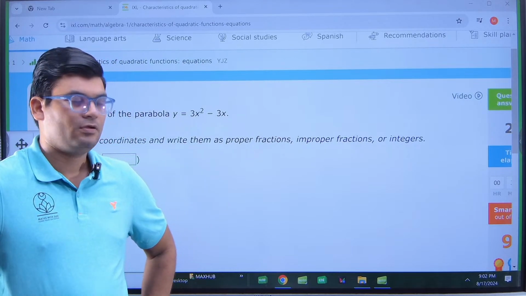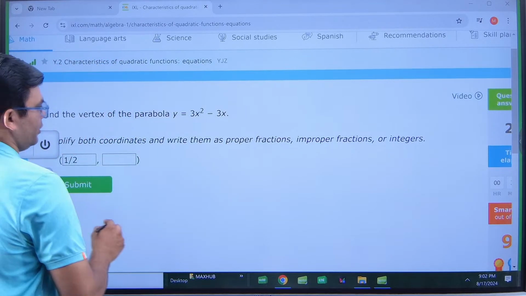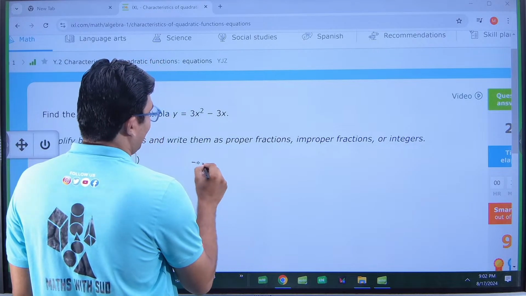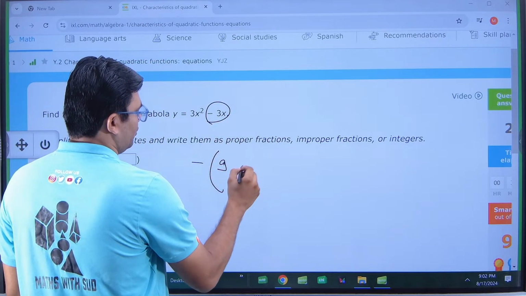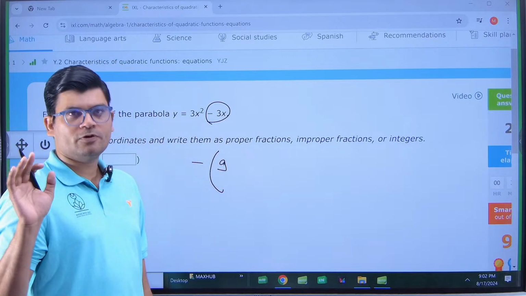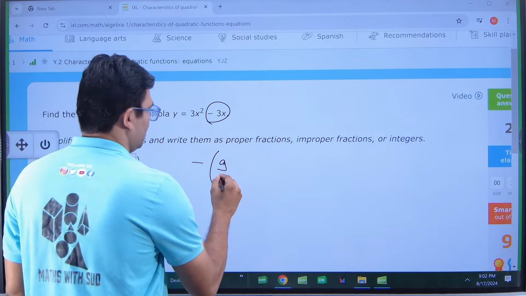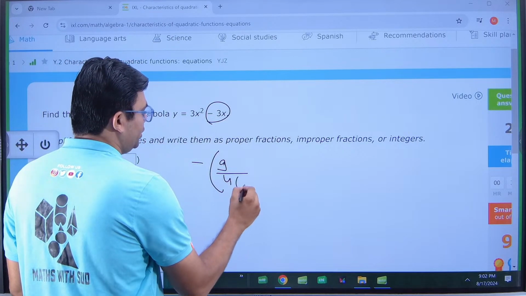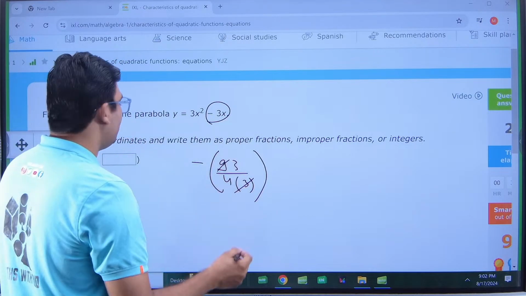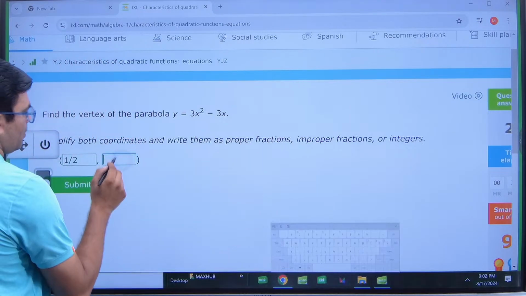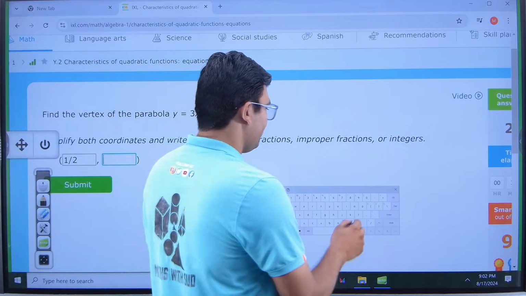Let me show you again. So b square is how much? 3 square, which is going to be 9. And 4ac is going to be 0 because you don't have any c. Then divide by 4 into 3. Oh, right. Then 3 into 3 will get cancelled out, so you will get minus 3 by 4. Right? Yes, sir.